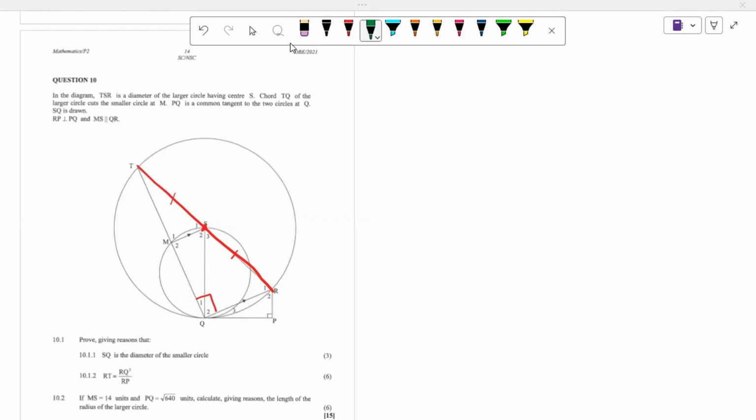TQ of the larger circle cuts the smaller circle at M. So it is visible, right? TQ of the larger circle cuts the smaller circle at M. So here it is.